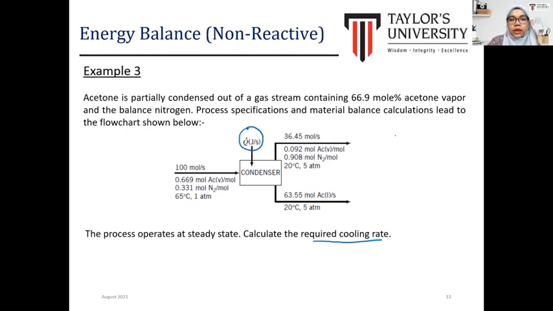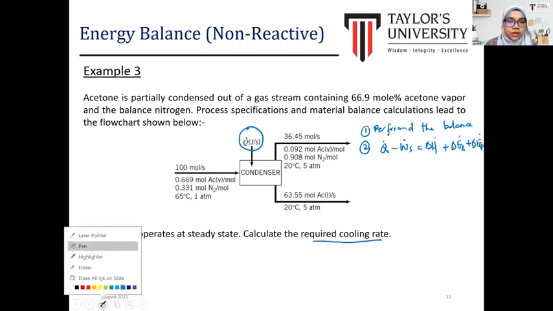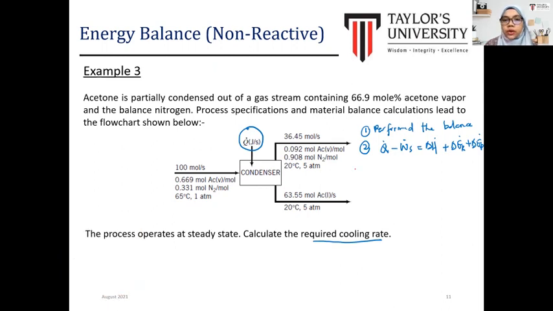So the first step is to perform the balance, which is already done. The second step is to eliminate terms or make assumptions from the equation: Q minus W equals delta H plus kinetic energy plus potential energy. From this expression, you may eliminate certain parts.